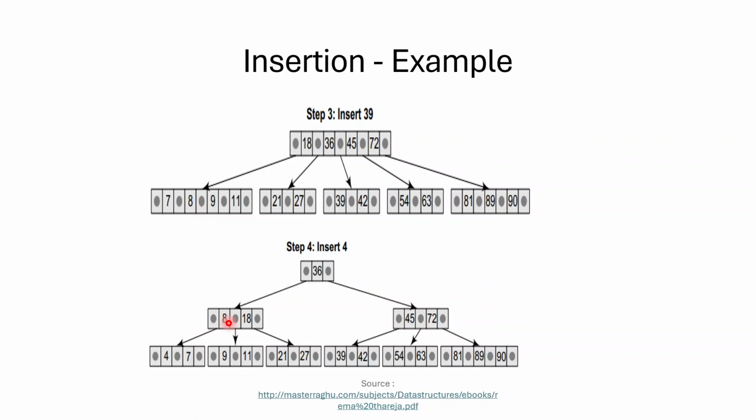So since I have broken this, I have taken this 8 to the root node, 8 and 18. Whichever is lesser than 8 will come to the left subtree, whichever is between 8 and 18 will come to the center subtree, and whichever is more than 18 comes to the right subtree. So this is how an insertion can be performed in the B trees.